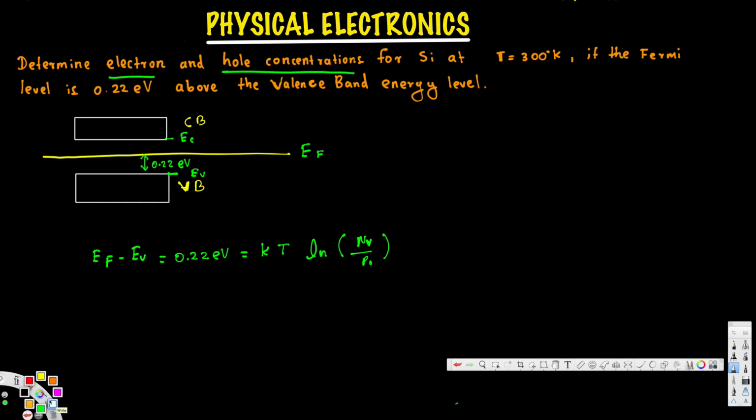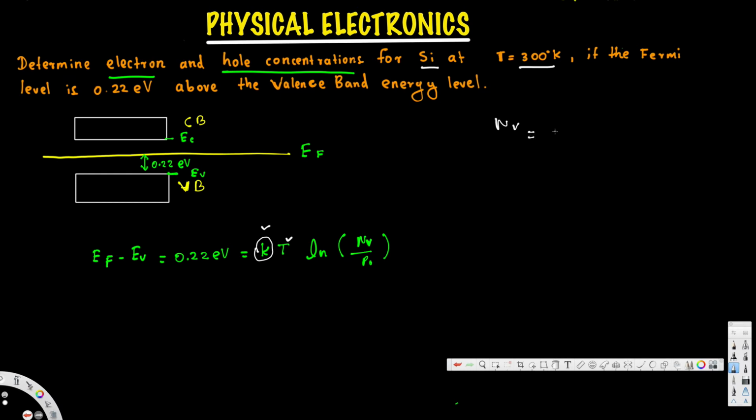Now let's look at the available information. K is the Boltzmann constant, we know that one. T is the temperature, we know that too. And then NV is a standard value for every different semiconductor. So if you have silicon at 300 degrees Kelvin, it's going to have a particular value. Usually in the question they will give that value, so we don't have to worry about that. So that's going to be the NV for silicon at 300 degrees Kelvin.